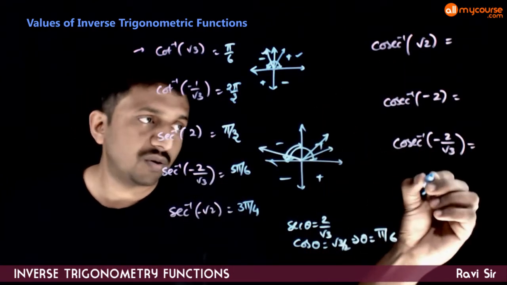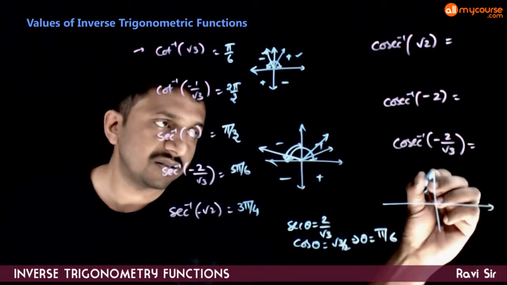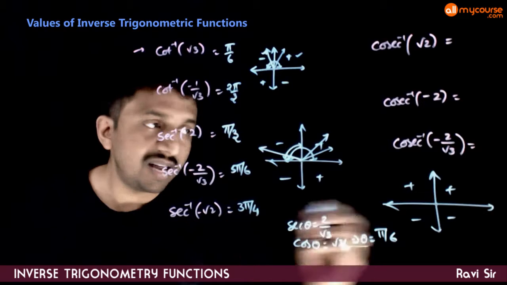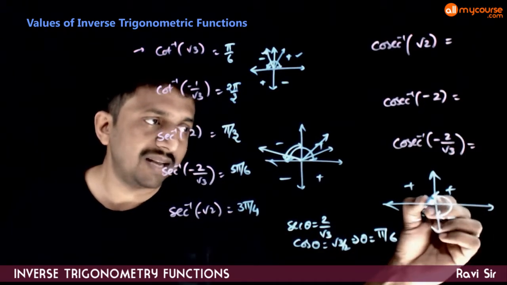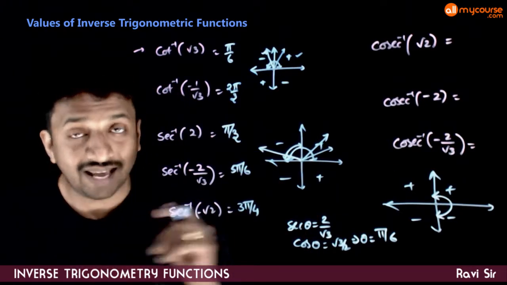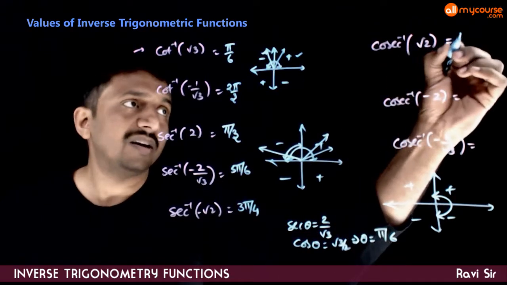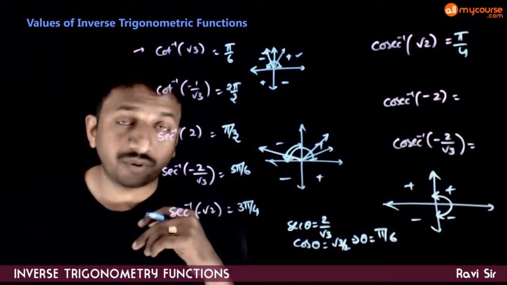Next, cosecant inverse. Same thing. What is the quadrant diagram for cosecant inverse? Plus, plus, minus, minus. And the range is minus pi by 2 to pi by 2 except 0. So what is cosecant inverse of root 2? First quadrant, pi by 4.